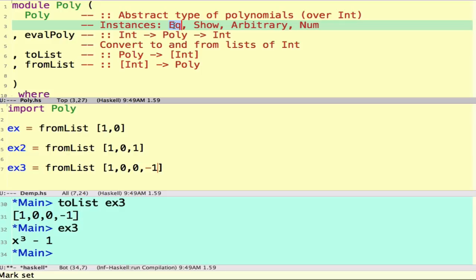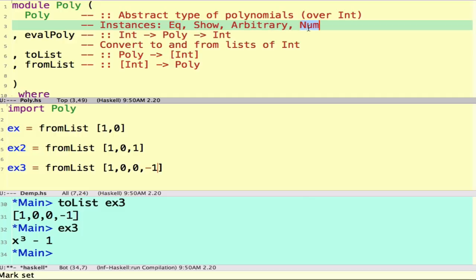It's also in the class Eq. We can test whether polynomials are equal. And that's because there is a sort of standard way of writing a polynomial. So it makes it easy to check whether two polynomials are equal. It would be difficult with general arithmetic expressions with all kinds of operators, but not in the case if we restrict it to polynomials.